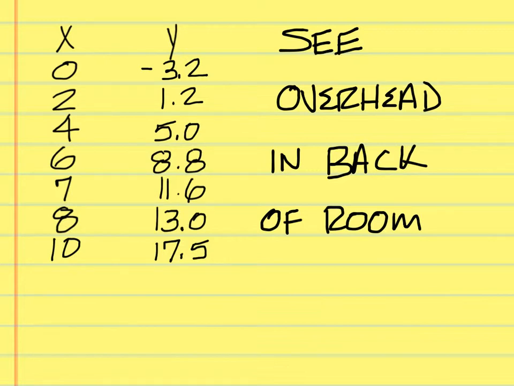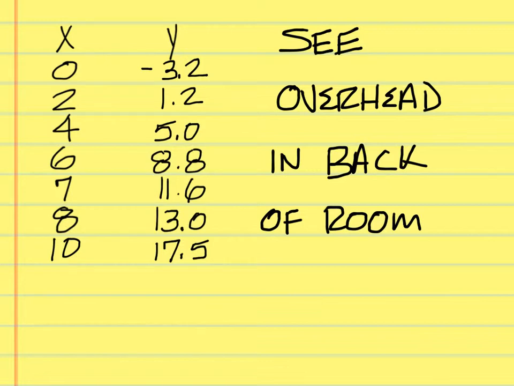Now here's how you enter in the data. List 1, list 2, it doesn't say X and Y up there, so you have to determine. You're going to make list 1 be the X values in that table. So just hit 0, enter, and then 2, enter, 4, 6, 7, 8, and then 10. Enter in all those values from X.